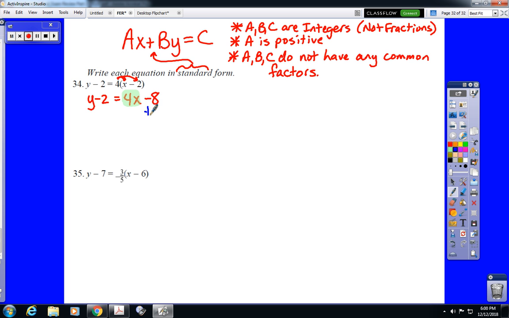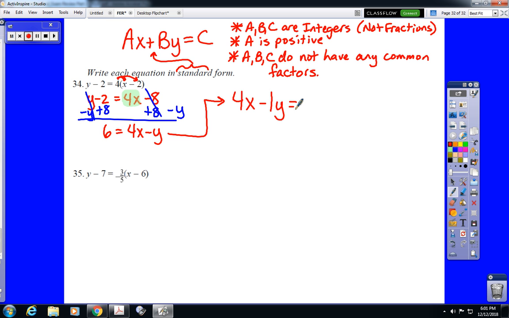We're going to move the 8 by adding 8 to each side to get rid of the number, because there's no number next to x. And we're going to move the y term because it's supposed to be next to x. So that will turn this equation into 6 equals 4x minus y, which is in standard form. All we need to do is switch the left and the right sides, and that equation is in standard form.